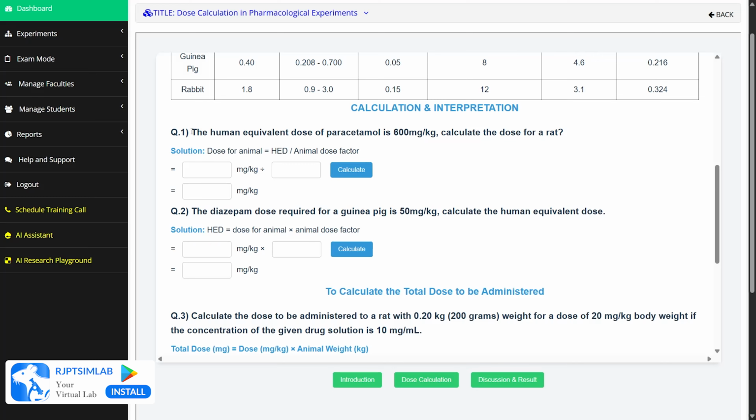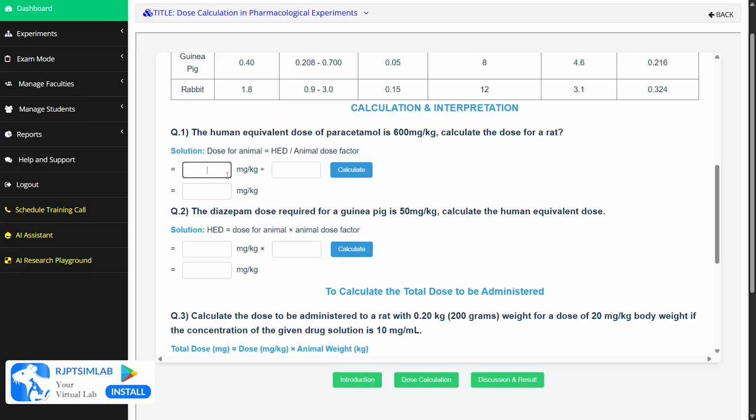The first question says the human equivalent dose of paracetamol is 600 milligram per kilogram; calculate the dose for the rat. We have the human equivalent dose of paracetamol, and for that we have a formula. The formula says dose for animal is equal to human equivalent dose divided by animal dose factor. To calculate the dose for the rat, the human equivalent dose is already given in the question, 600 milligram per kilogram.